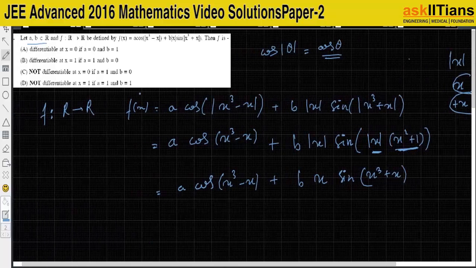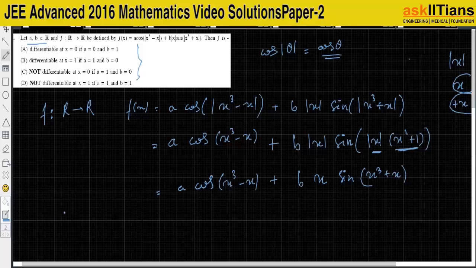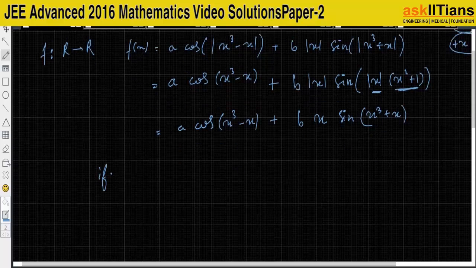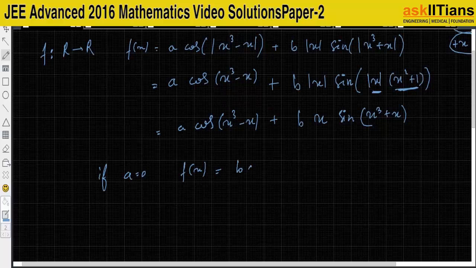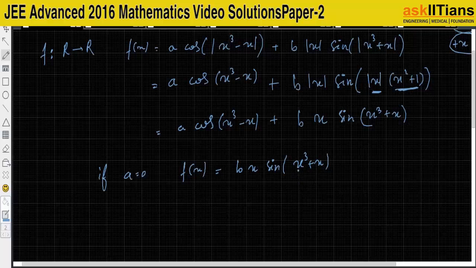And now we can check whether these options are correct or not. Differentiable at x equal to 0 if a is equal to 0. So if a is equal to 0, first case, then f(x) will be b times x and sine of x cube plus x. So whether this is differentiable at x equal to 0 or not, that you have to check.